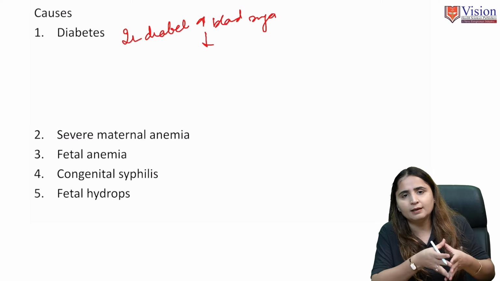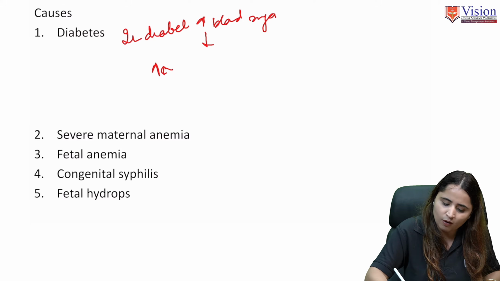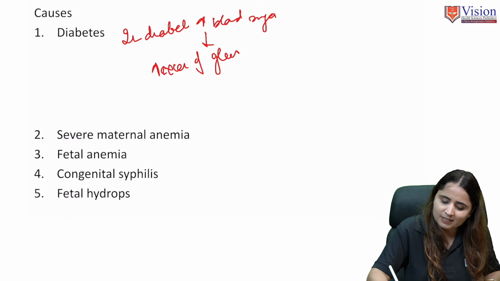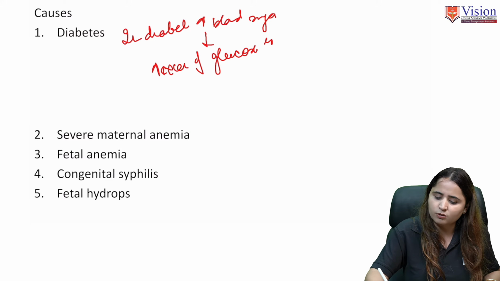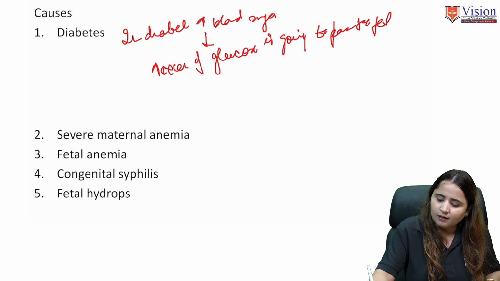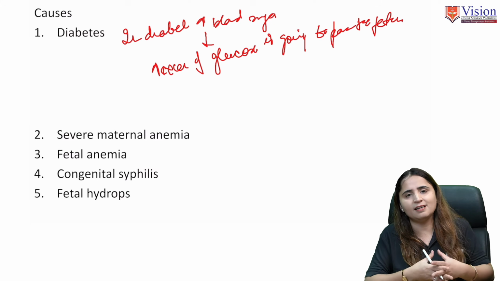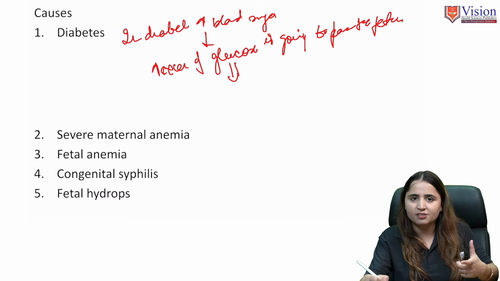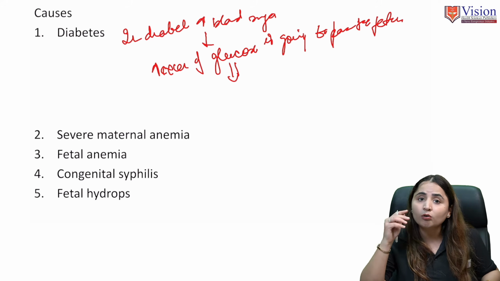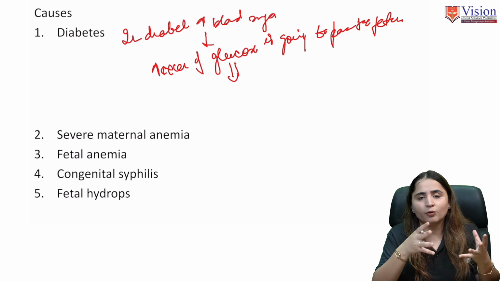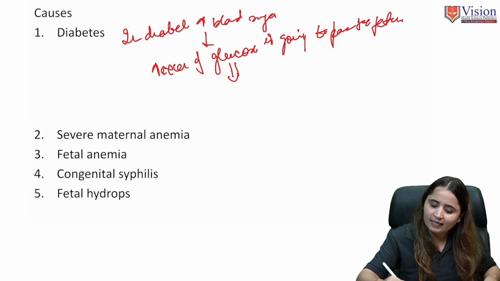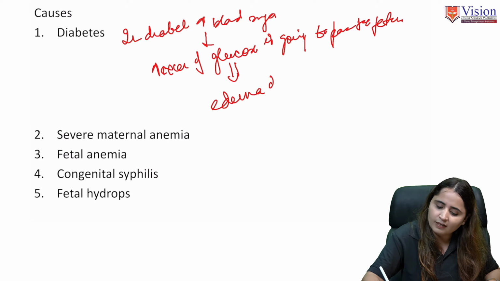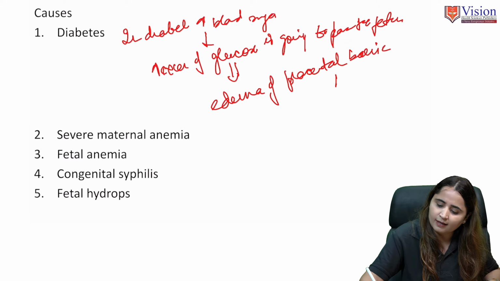Due to the increase in blood sugar, this excess of glucose is going to pass to the fetus. If the mother has diabetes, the excess level of glucose will pass to the baby. We all know that glucose is a hyperosmotic substance, so it will lead to edema of the placental barrier and chorionic villi.